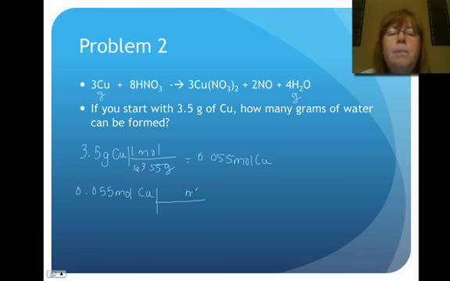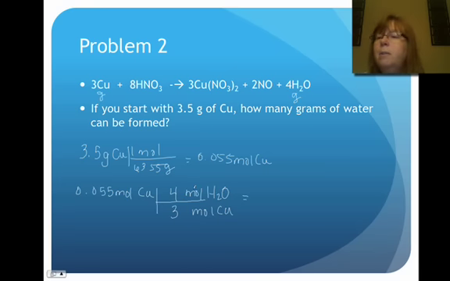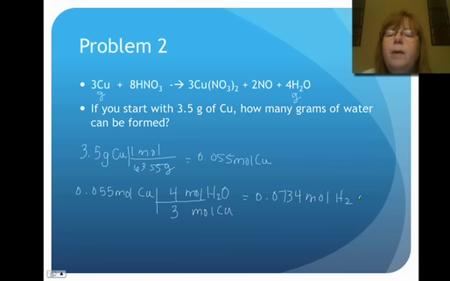And so we're going to put moles of water on the top, and we're going to put moles of copper on the bottom. Again, mole to mole ratio using the coefficients in our balanced equation, 4 to 3. And so how many moles of water will 0.055 moles of copper produce? Well, it'll produce 0.0734 moles of water. But that's not what we want. We don't want moles of water, we want grams of water. And so here we go.